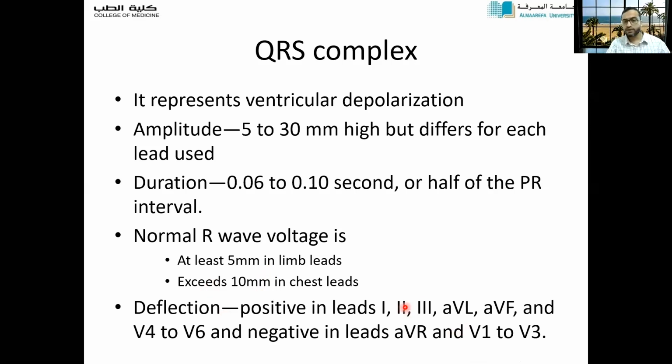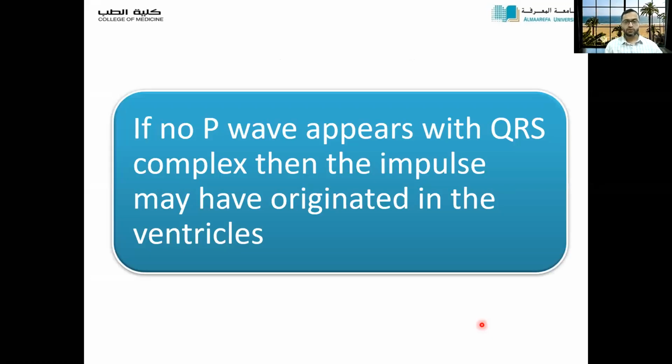Normally it is positive in all the limb leads, including AVL and AVF, except AVR. As I mentioned before, in AVR all the components are negative. From V4 to V6 it's positive, but usually from V1 to V3 you will find a more negative component in the QRS complex. As you proceed toward V6, the height of the positive component increases. That is known as progression of the R wave. As you progress toward V6, the R wave increases in height.